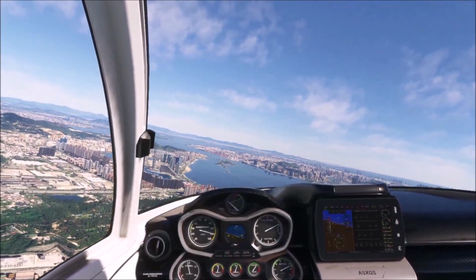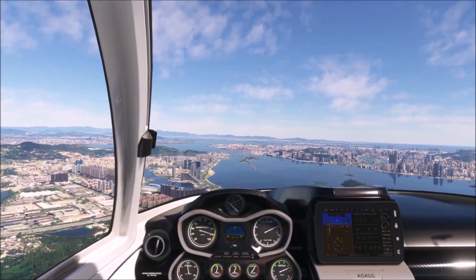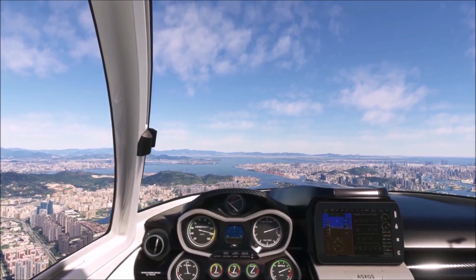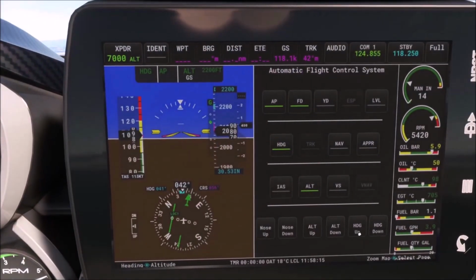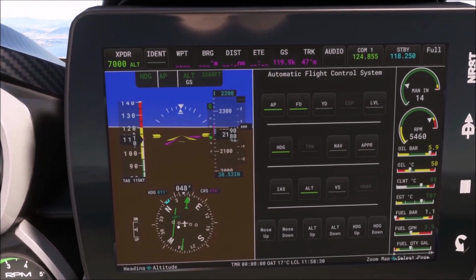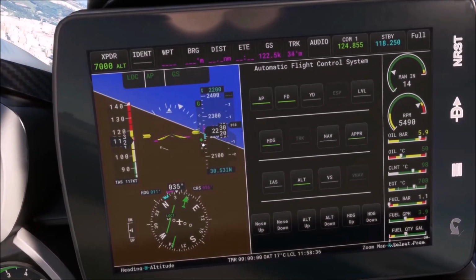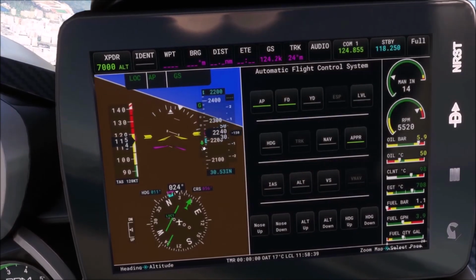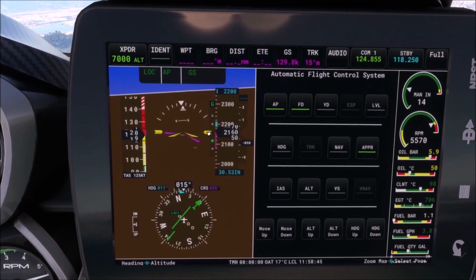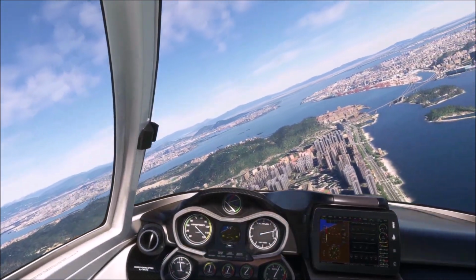We are again on heading mode at the moment. I can as well change my heading. This green line here shows the deviation. Okay, approach. Exactly. We saw that the green caret was on the middle here on the compass, which is the ideal position. We are again hands-free.